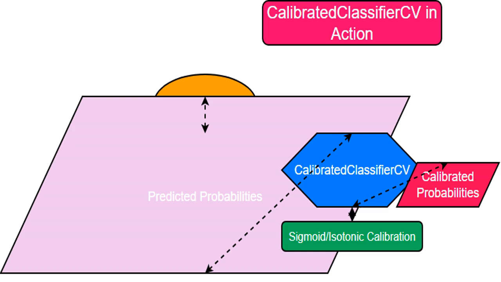To fix the unreliable probabilities from my SVM, I'm using CalibratedClassifierCV. It's a tool from scikit-learn that takes my existing SVM and makes its probability predictions more accurate. It does this by training a secondary model to calibrate the probabilities. Think of it as a calibration tool for my SVM's probability predictions.